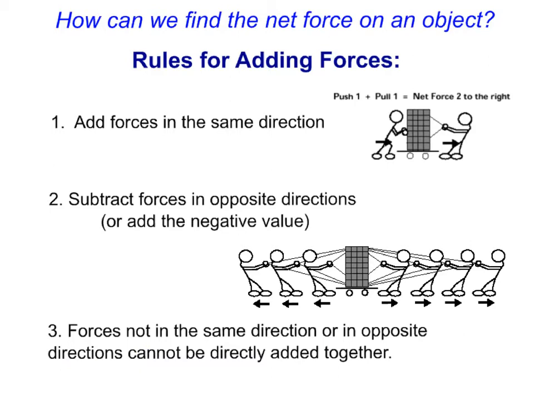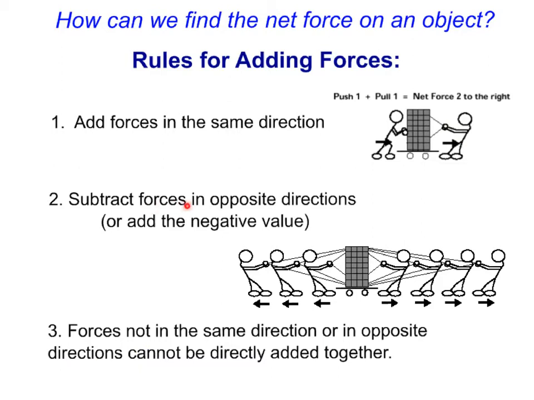Here we add, number one, add forces that are in the same direction. So here we have an example of forces in the same direction. This little guy is pulling, this guy is pushing. We have a push and a pull that are going in the same direction. We have a net force of 2. If these are equivalent amounts of force being applied, we have 2 to the right.